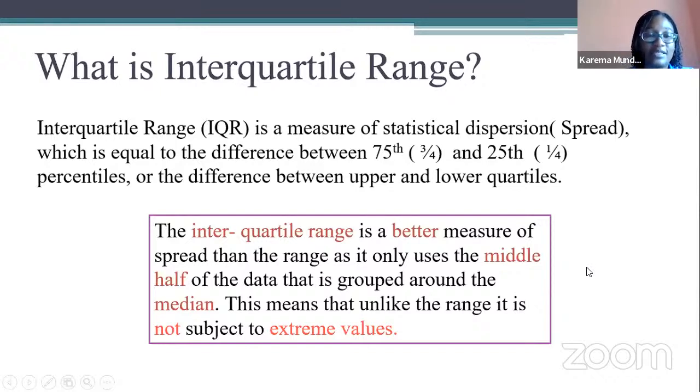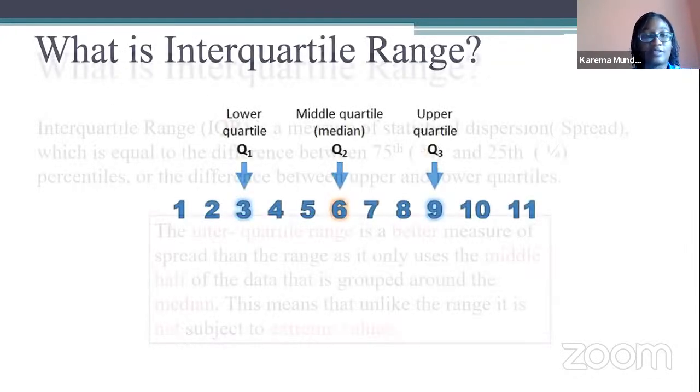So it is said that this is a better measure of spread because it really focuses on the data that is pretty much in the middle portion of the spread, all right? And so it's not subject to extreme values.